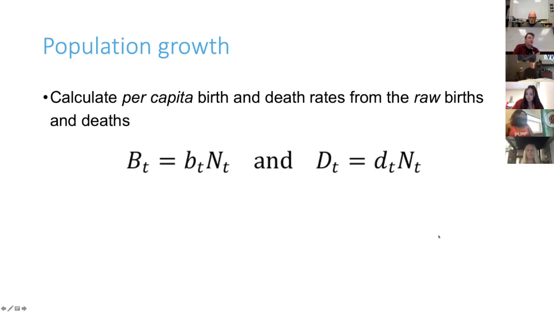Now what I want you to do is calculate the per capita birth rates and death rates from those raw birth and death values. Anyone tell me what per capita means? Anyone know? I think it's like per individual. Yeah, that's exactly what it means, and it comes from the Latin per head. So capita refers to the head, and most animals only have 1 head. So we can go with per capita as an estimate of individuals.